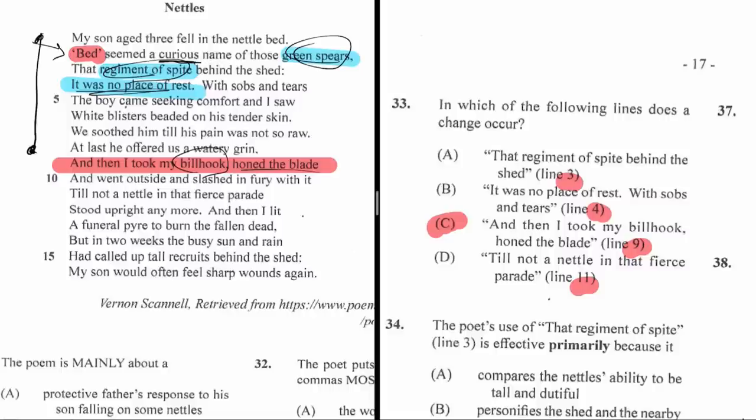So he's moving from talking about how evil and dangerous the nettles are to actually heading out to attack the nettles. Important change. And in line 10, he begins to slash the nettles. And so we cannot say that there's a change in line 11. Because, well, this would have been started from line 10. So line 9 is where we have a change.